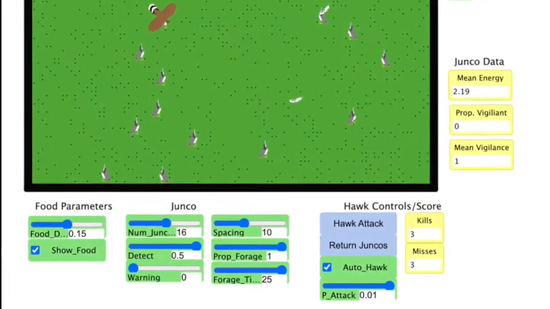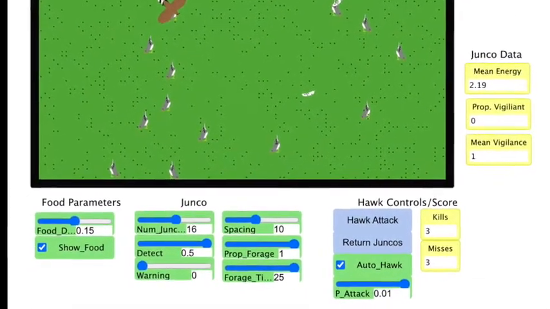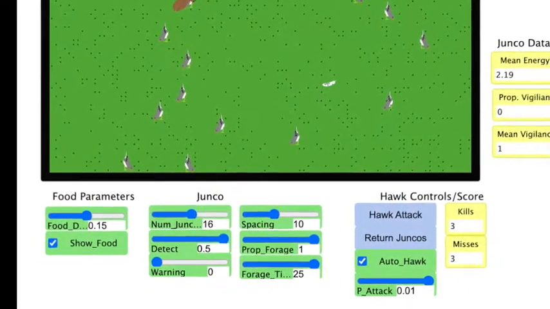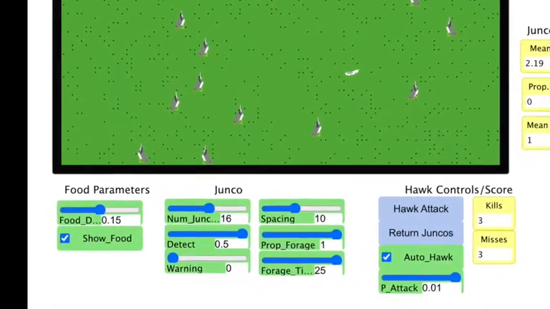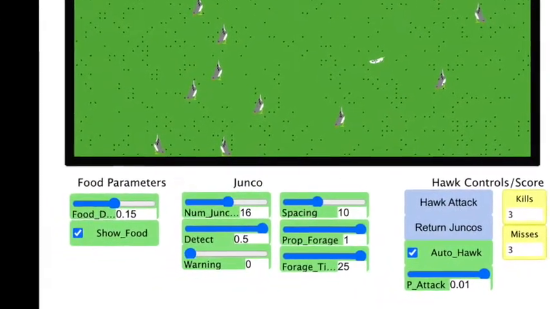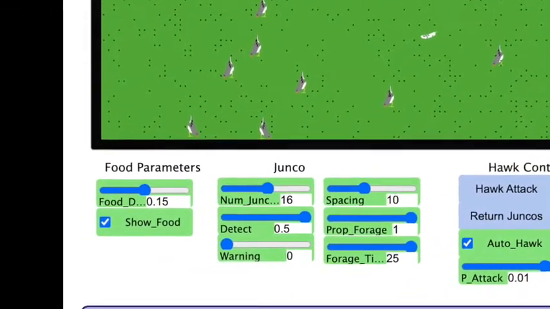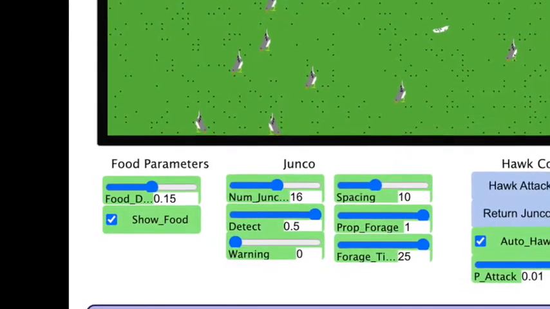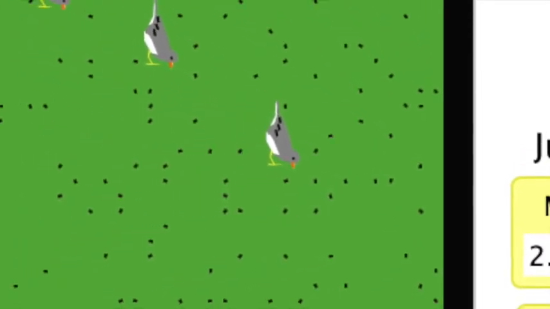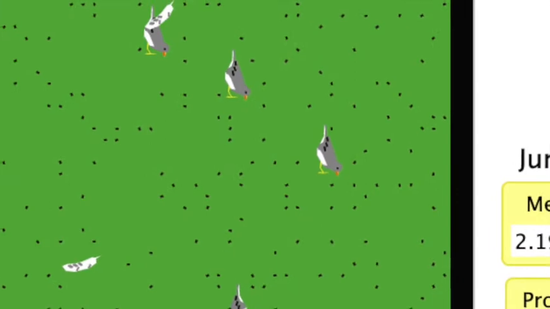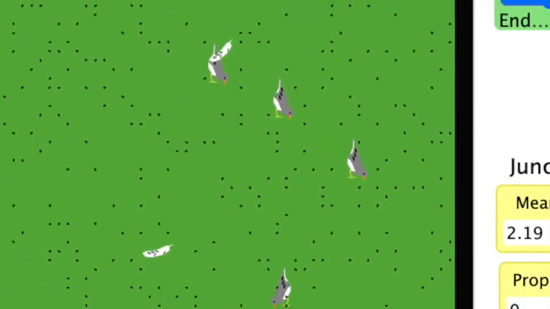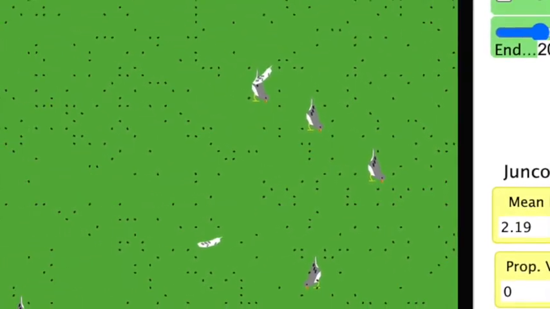For my third parameter, I manipulated the food density at 15, detection at 0.5, warning at 0, forage time at 25, and prop forage at 1. One major finding was that the birds once again had no detection of the hawk above them, though once every 10 times that the hawk came, the birds would fly away.